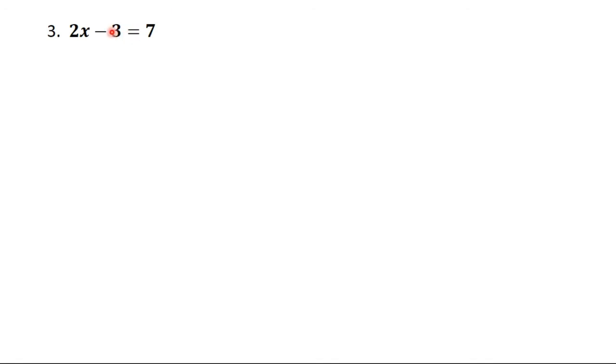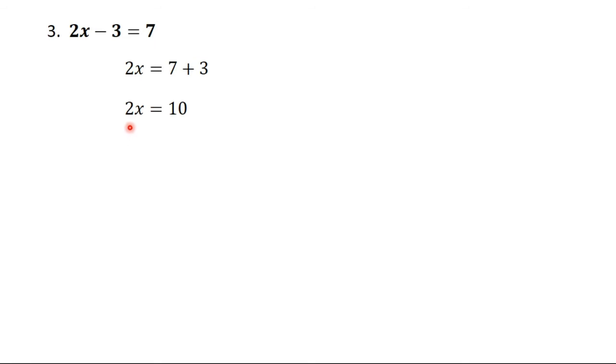The sign in front of 3 is minus, so it means that this 3 here is negative. So when it crosses the equal to sign, it becomes positive. So I'll keep 2x here. 7 is already the first term here, so that's also there. Now 3 here is negative. When it comes here, it's going to be positive. So 7 plus 3. So 2x will give us 7 plus 3, which is 10.